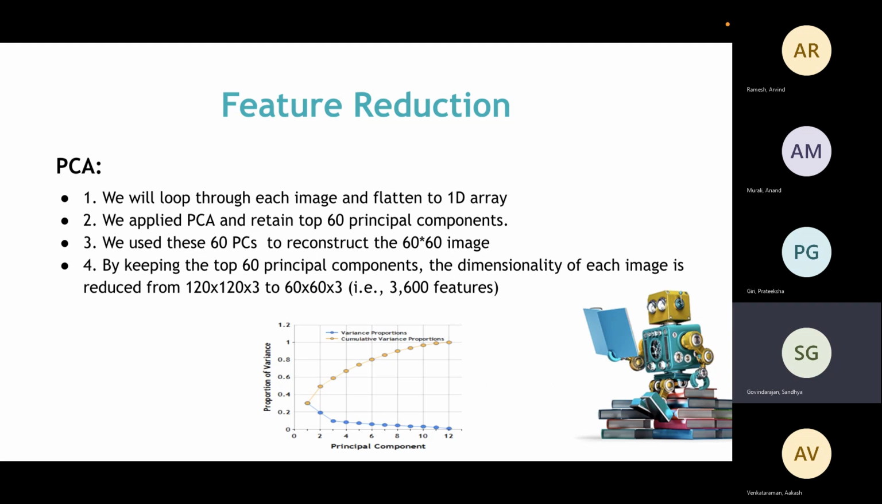Then we performed a feature reduction using PCA. We wanted to retain the top 60 principal components, and we resized the images from 120 by 120 to 60 by 60. And this was done using the PCA feature reduction technique.